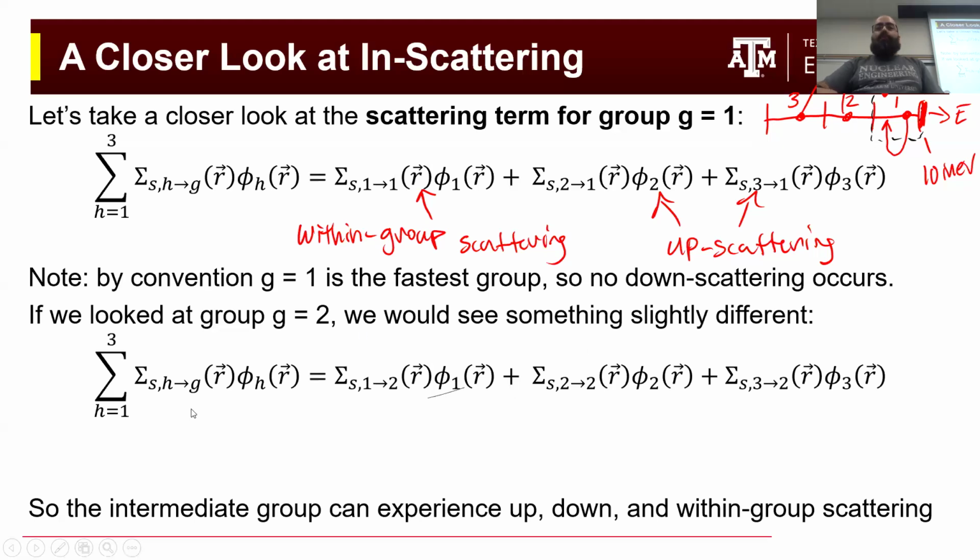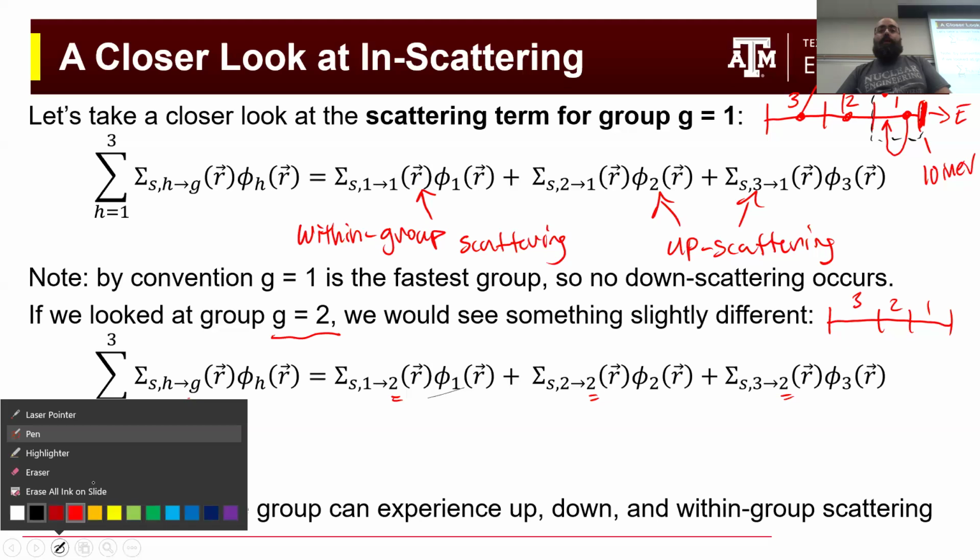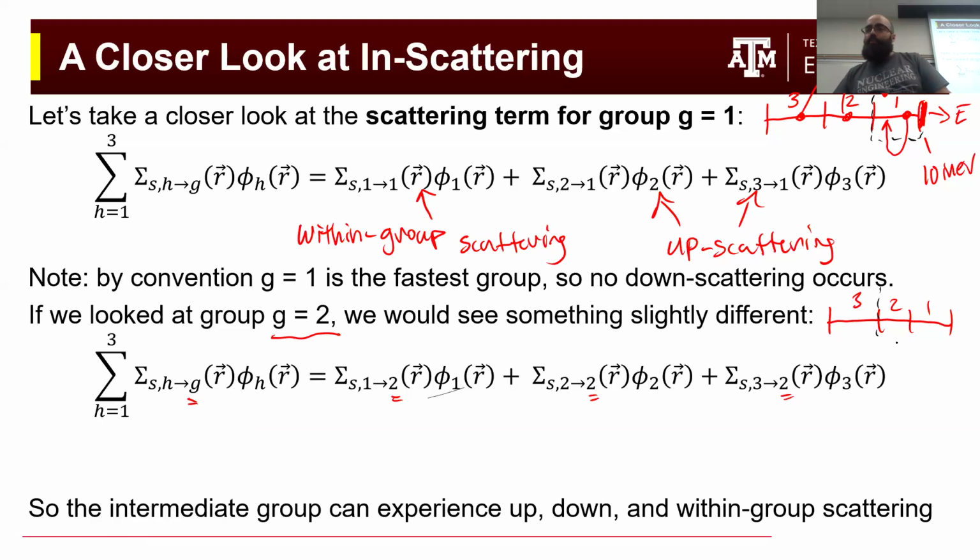So what if we looked at group 2? If we were to write this scattering sum for group little g equals 2, notice now we're saying little g equals 2, so everywhere you see little g, it's going to be 2. It might be helpful to redraw our picture real quick. I've got a 1, a 2, and a 3, and here it's group 2 that we're keeping track of, just the neutrons that are in group 2.